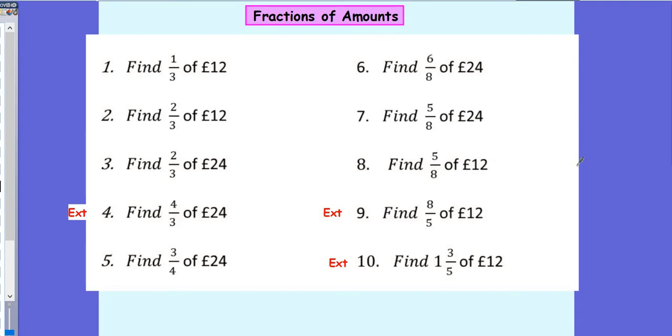Okay, pause the video please, and in your light blue books, can you spend 10 minutes doing these questions? Focus on 1, 2, 3, 5, 6, 7 and 8, and if you're confident, do 4, 9 and 10 for me. Pause the video and have a go at those now.